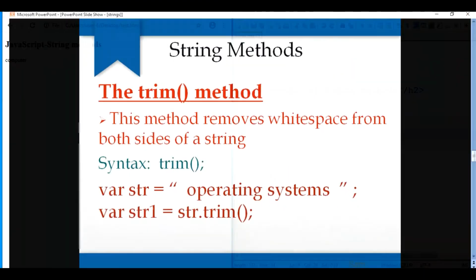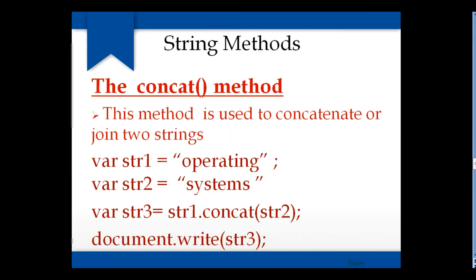Next method, the concat method. The concat method is used to concatenate. Concatenation means adding at the end, or joining two strings. Here we took two strings, one is "operating" and the second one "systems". Now str1 dot concat str2, so this str2 "systems" will be concatenated. So the output will be "operating systems". In this way we can concatenate two strings.